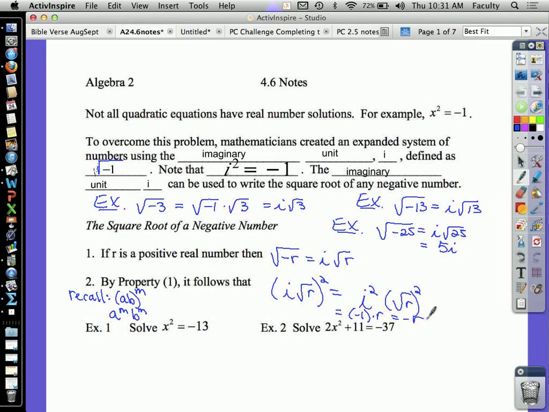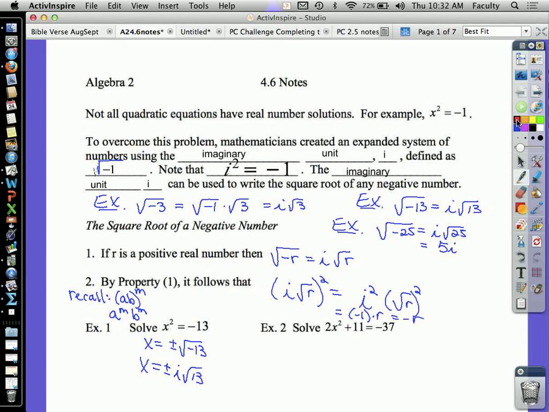So let's look at some equations. In example 1, it says solve x squared equals negative 13. So this really isn't anything new for us in terms of how to solve it. We would just take the plus or minus square root like we learned in the last lesson. However, anytime there is a negative under the square root, it's considered unsimplified and you need to pull i out. So the square root of negative 13 is i square root 13.